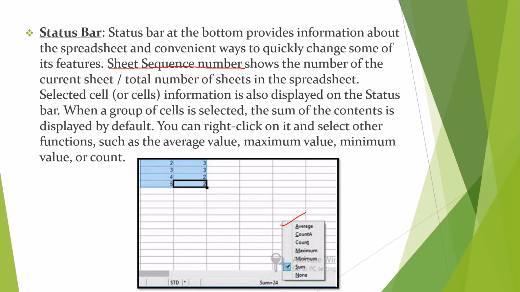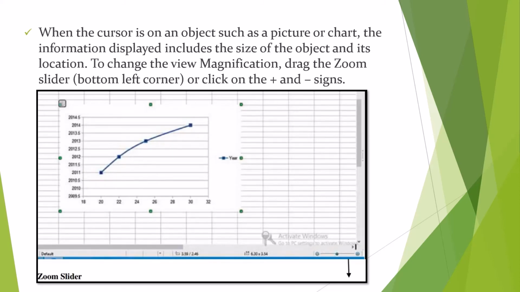When the cursor is on an object such as a picture or chart, the information displayed includes the size of the object and its location. Means if you place the cursor over an object like a chart or picture, then information related to it will be displayed, like the size of the chart or specific picture and where it is located. And if you want to change the view magnification, then this is the zoom slider. You can click here on the plus and minus signs to magnify, that is, zoom in and zoom out.